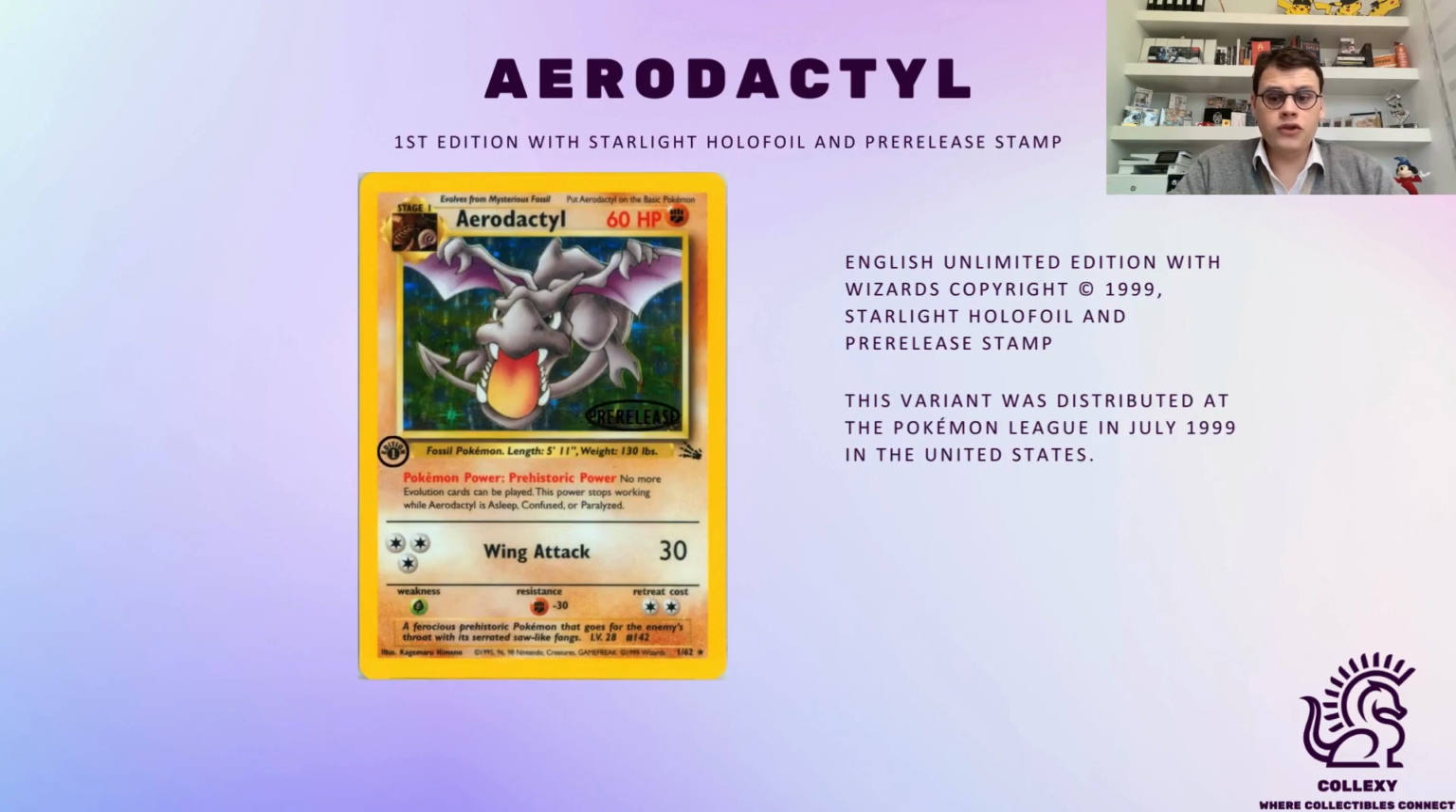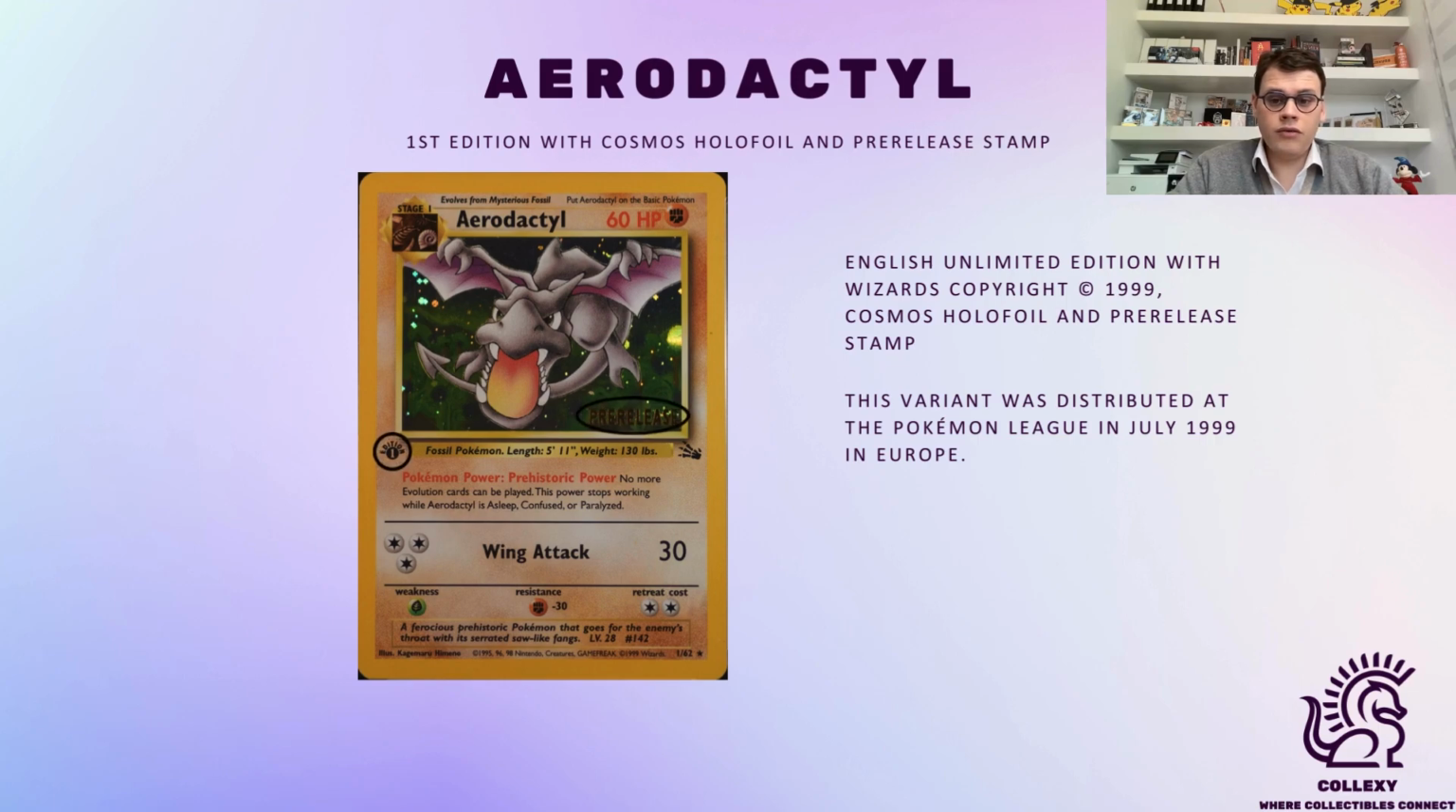This third variant looks very similar to the first variant, with the only difference that there is a pre-release stamp. This variant was distributed at the Pokémon League in July 1999 in the United States. Why the United States? Is because of the Starlight holofoil that is used in the art box.